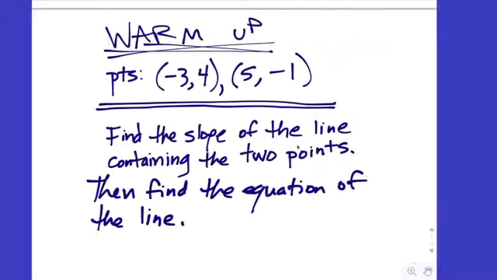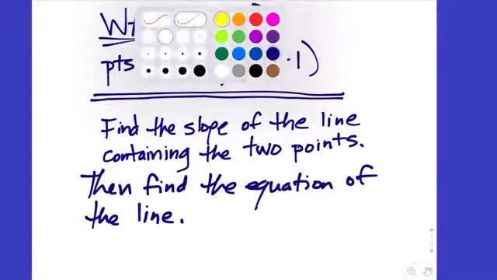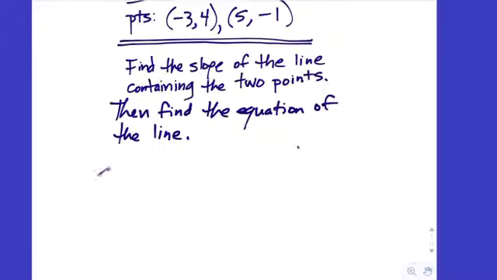All right, so we're going to do the warm-up on the video today because it's kind of relevant to where we're going with this and kind of review what we did yesterday. So we got 2 points, (-3, 4) and (5, -1), and it says to find the slope of the line that connects the 2 points. So we have to kind of remember that formula from Algebra 1.